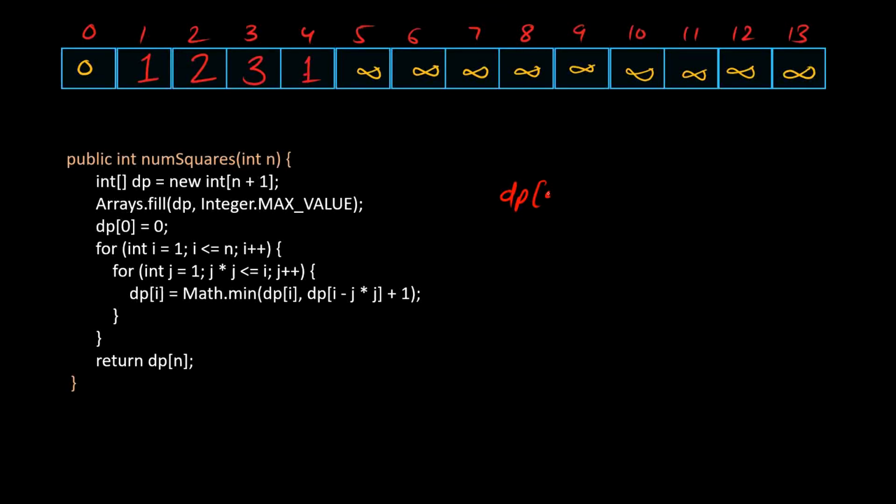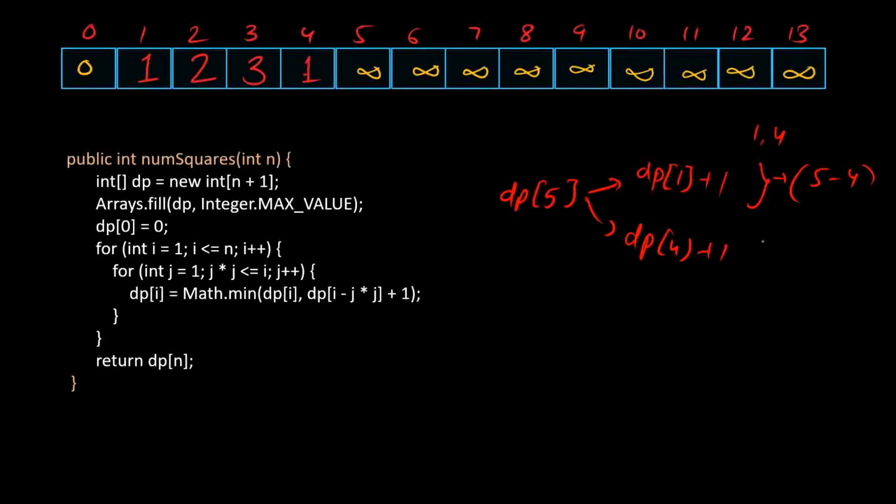For DP of 5, I have two perfect square numbers below 5, 1 and 4. So DP of 5 can get the answer from either DP of 1 or DP of 4. In this case, I am choosing 4 as my perfect square number, so I am subtracting 5 minus 4, then I will get 1. In this case, I am subtracting 1 as my perfect square number, then I will subtract 5 minus 1, then I will get 4. So I will get the minimum of 2 and fill my DP of 5, that is 2.